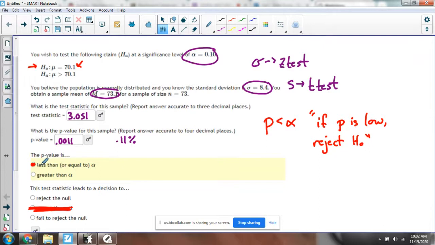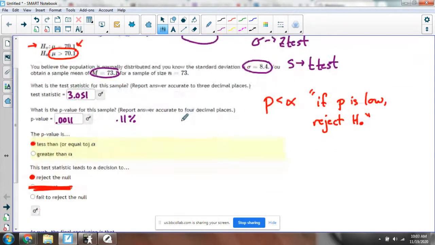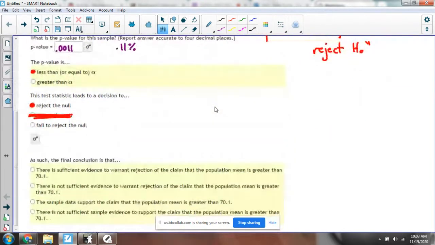Okay. But since our p is less than alpha, we're going to reject the null, so we're going to fill that one in. Which basically means that now we can say that this thing, based on our sample, must be true. So this last question of these is usually the trickiest because they mess up the wording on purpose.